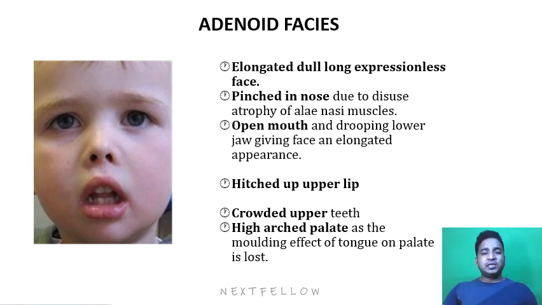And the appearance will be an elongated, dull, long, expressionless face with overcrowding of the teeth, and the upper lip will be bowed, open mouth, elongated face. The nose will be pinched. Why pinched? Because of less use of the alae nasi muscles, because the patient is breathing from the mouth, so there will be disuse atrophy of the alae nasi muscles. And what are the others? There will be a high arched palate. So this is the appearance a baby with enlarged adenoids will have.